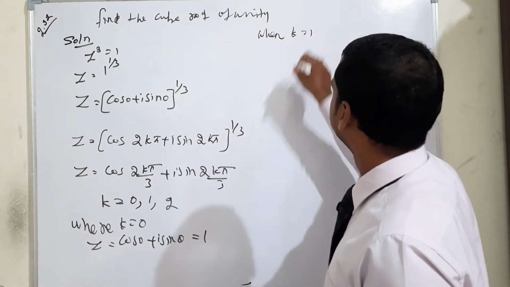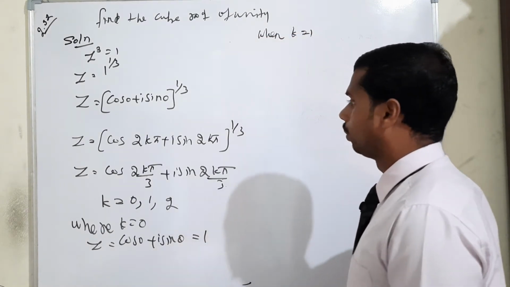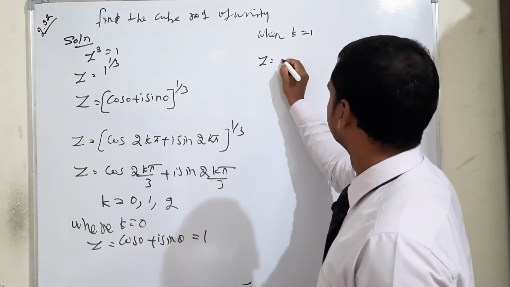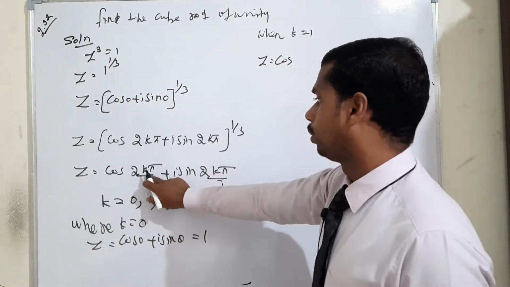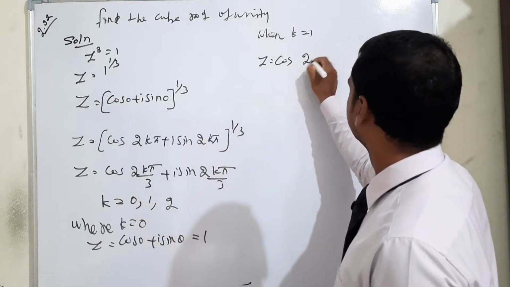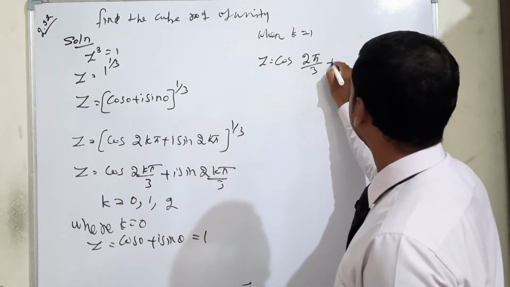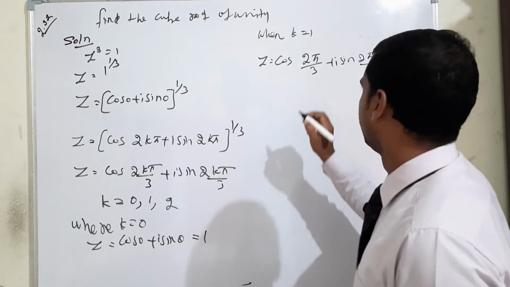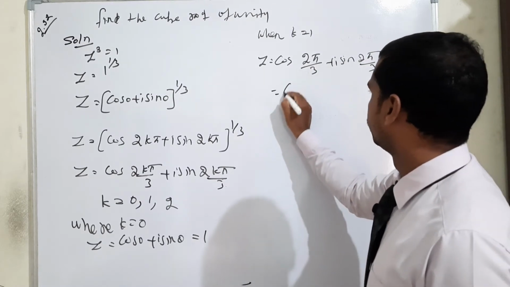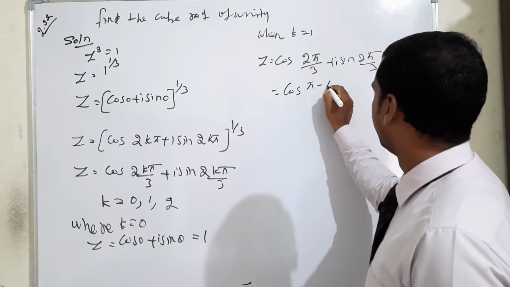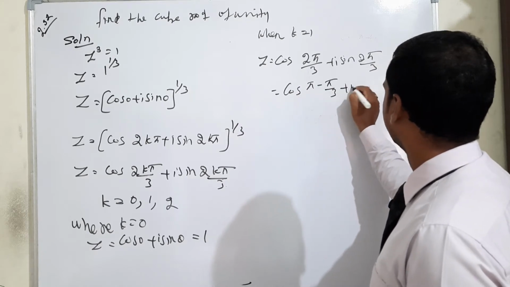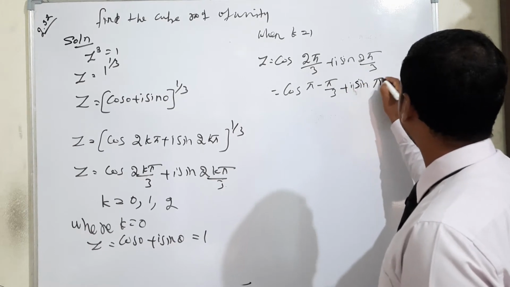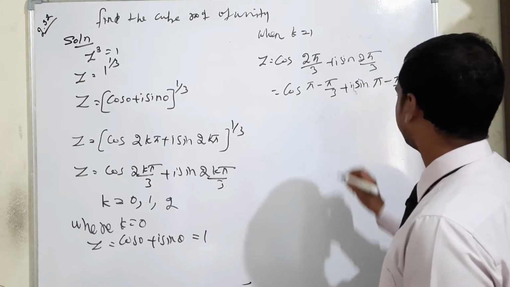When k is equal to 1, what will happen? z is equal to cos, definitely 2 into 1 means 2 will come. So cos 2 pi by 3 plus i sin 2 pi by 3. Therefore, how to split the line? Cos of pi minus pi by 3 plus i sin of pi minus pi by 3.